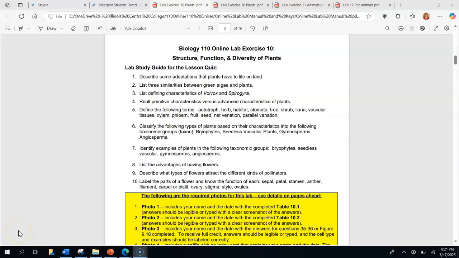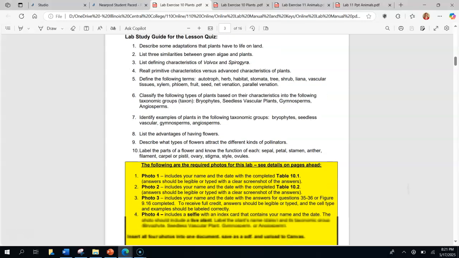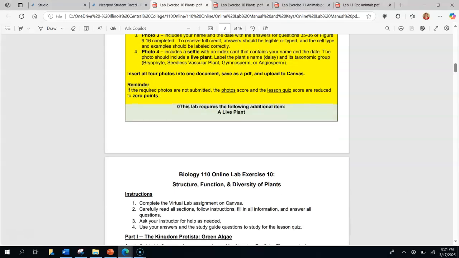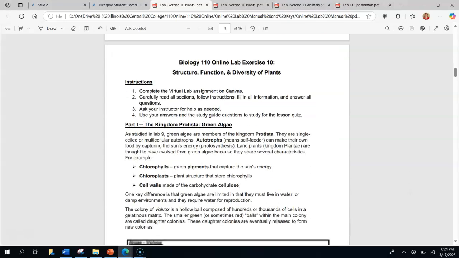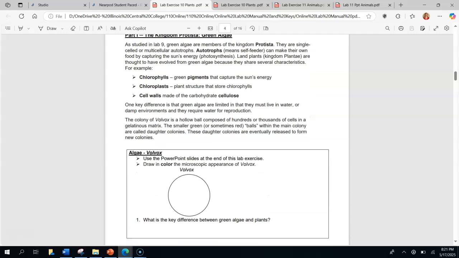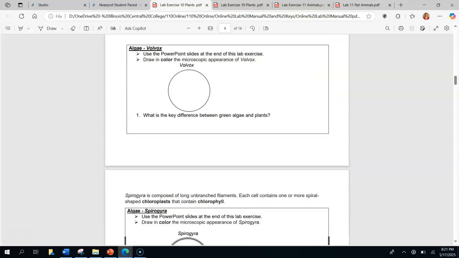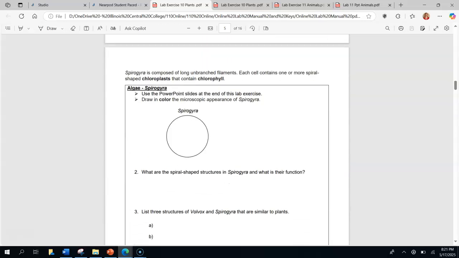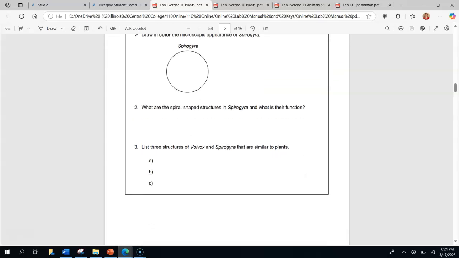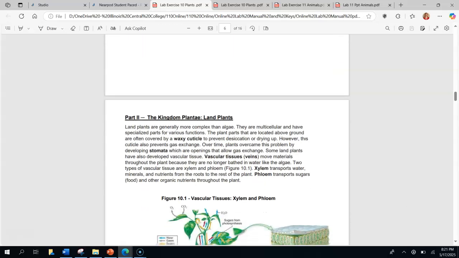Welcome to Lab 10. In this lab, we're looking at plants and the diversity of plants. So, we are going to scroll through and do a little introductory information about plants. But before we do that, we talk about algae because algae are similar to plants. They're not the same, but they're similar. So we'll look at Spirogyra and a few other algae.